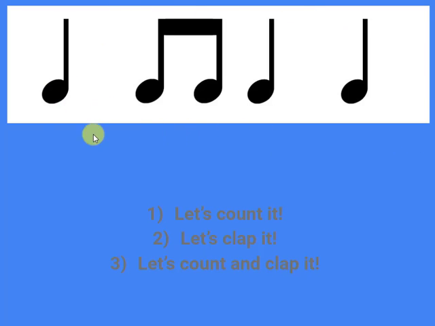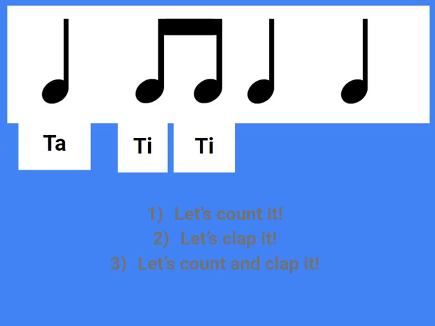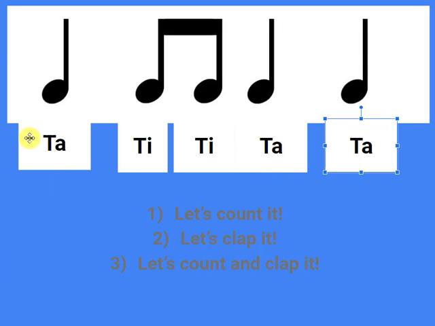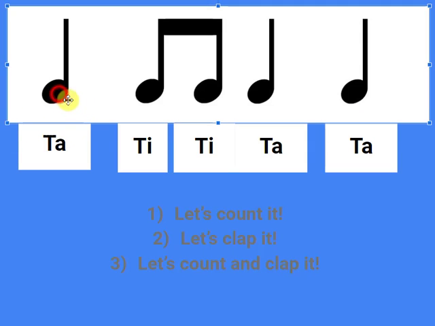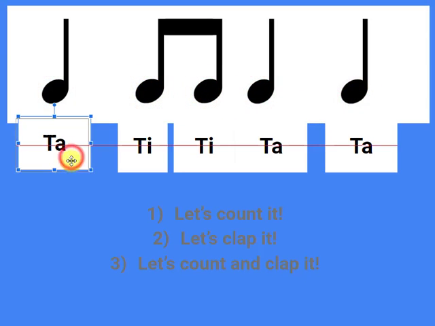So here we have a new rhythm. So the first thing we're going to do is count it with our tas and titis. So here we have ta and a titi and a ta and another ta. So let's count that rhythm with ta and titi. Down, up, here we count. Ta, titi, ta, ta. Why don't you count it by yourself? Down, up, here you count.